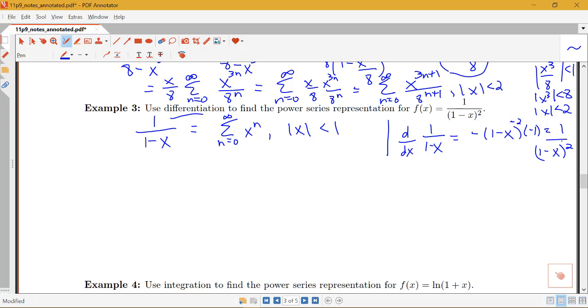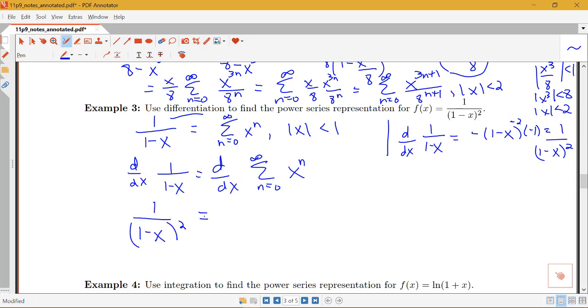So if I take the derivative of both sides of this equation, the derivative of 1 over 1 minus x, and the derivative of the sum from n equals 0 to infinity of x to the n, the left-hand side here is the function I'm trying to represent, 1 over 1 minus x squared. And then I have my theorem that says to take the derivative of this infinite sum, I can just do the sum of the derivatives of each of my terms. This is called term-by-term differentiation. So I have n equals 0 to infinity. Derivative of x to the n is nx to the n minus 1.